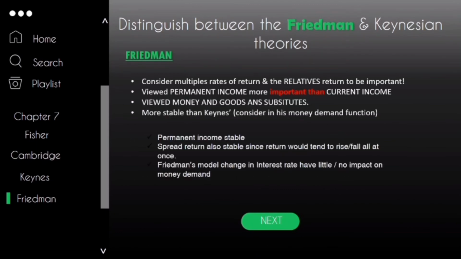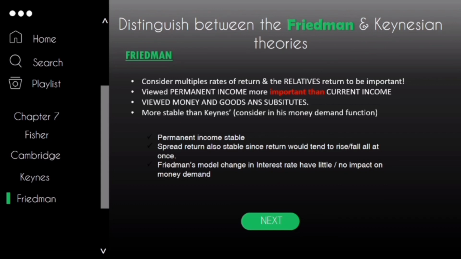On this slide, we're going to discuss the distinction between Friedman and Keynesian theories. So Friedman considers multiple rates of return and considers the relative return to be important. It views permanent income as more important than current income in determining the demand for money. It also views money and goods as substitutes. Friedman's money demand function is more stable than Keynes's, as it is about permanent income being stable.